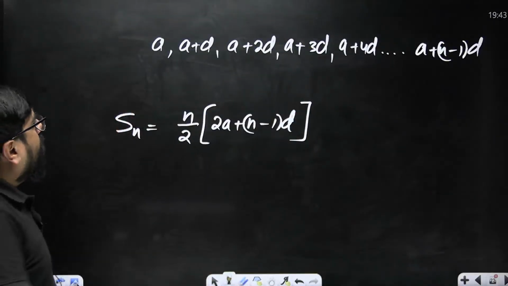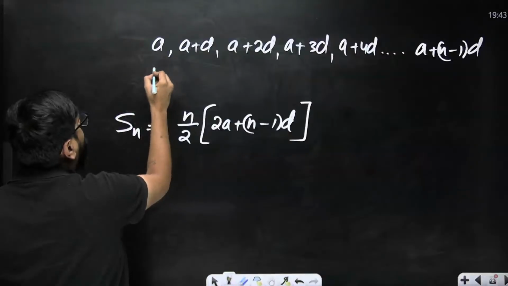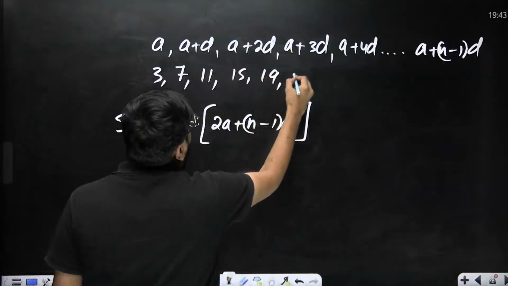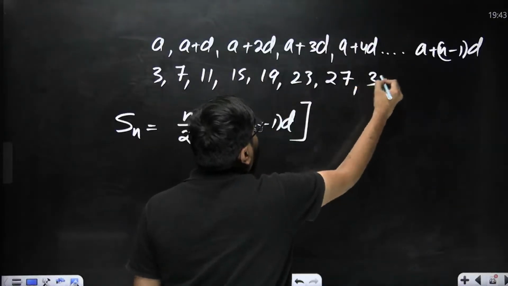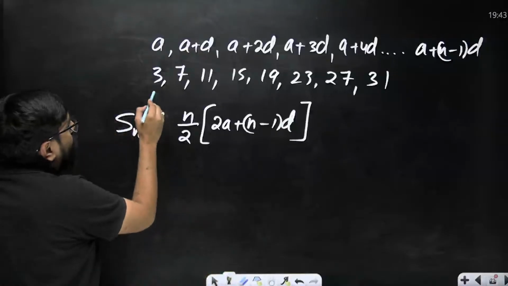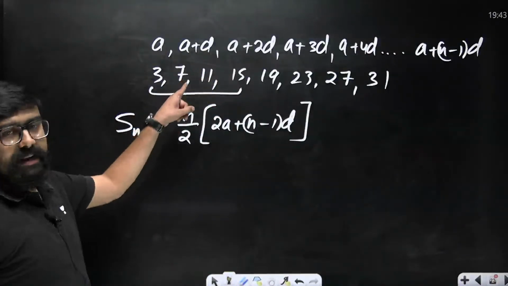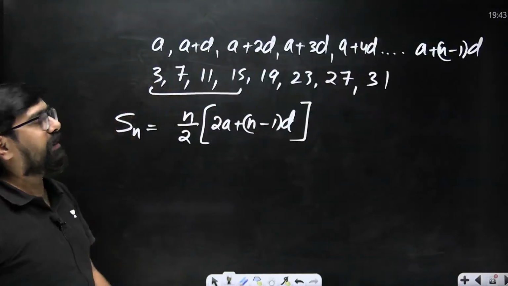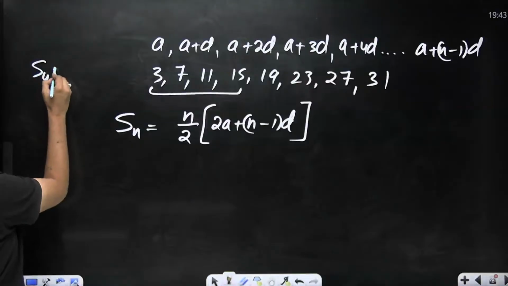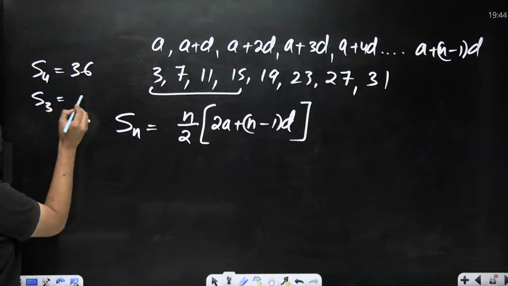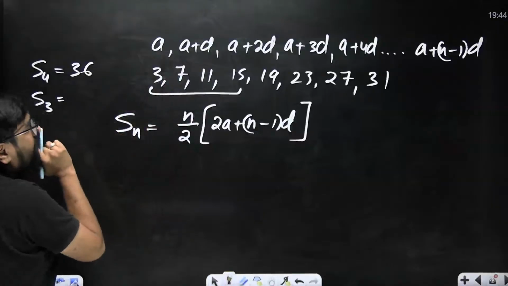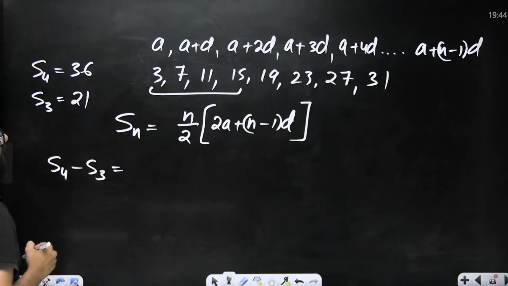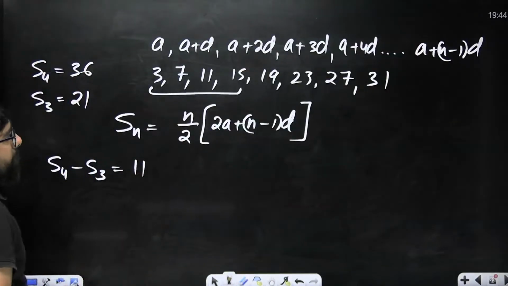Let me write some terms so that you'll realize it better: 3, 7, 11, 15, 19, 23, 27 and 31. Now if you add 4 terms, how much is it? 15 plus 11 is 26, 26 plus 7 would be 33, 33 plus 3 will be 36, right? Sum of 4 terms is equal to 36. Sum of 3 terms is equal to what? 7 plus 11 plus 3, that means 21. What if I do sum of 4 terms minus sum of 3 terms? What am I getting? 36 minus 21 equals 15.